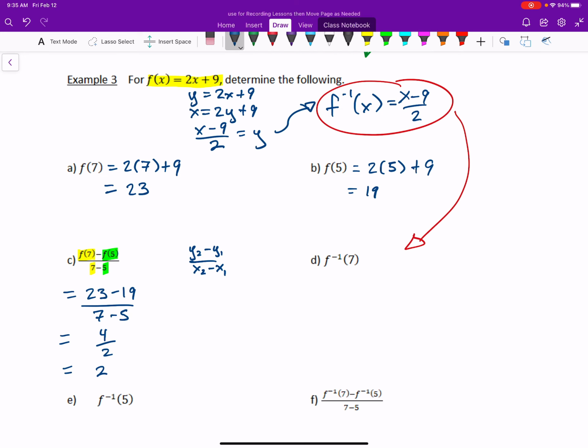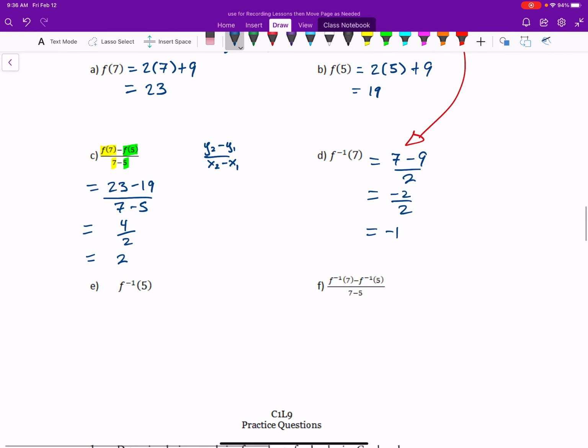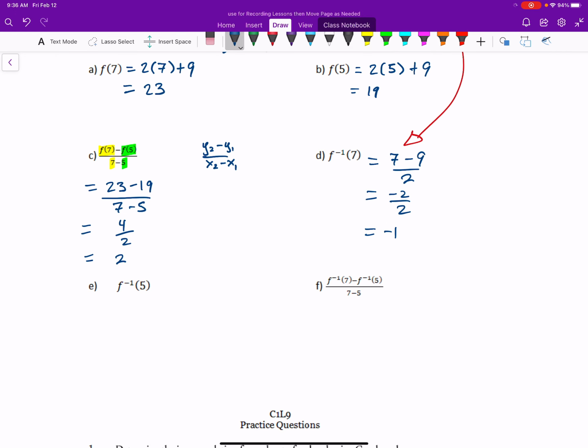So that's what I'm going to use down here for D part. So I have 7 minus 9 divided by 2. 7 minus 9 is negative 2, divided by 2 is negative 1. F to the negative 1 of 5 would be, if I put 5 into my inverse function, so then it would be 5 minus 9 divided by 2, which is negative 4 over 2, or negative 2.